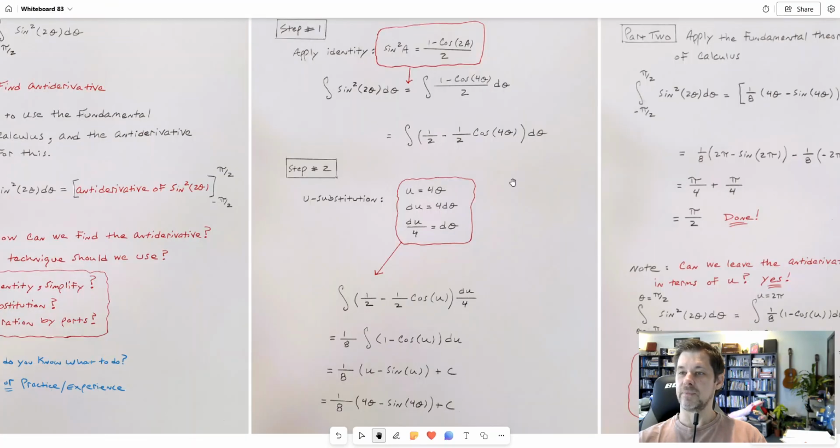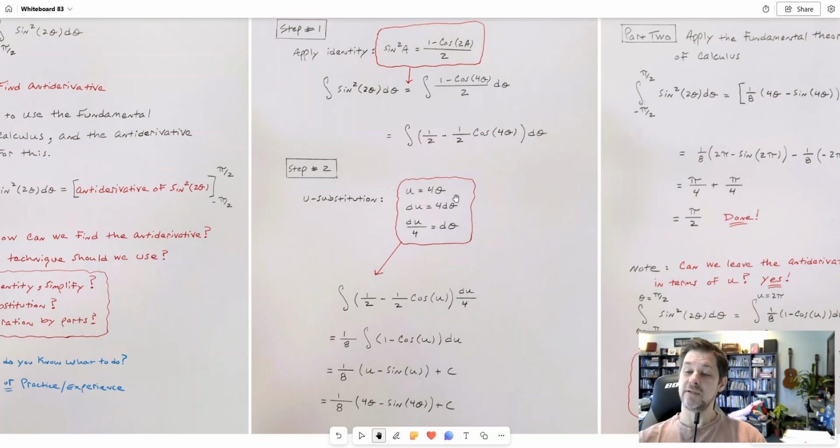Okay, so let's see. So there's my u-substitution. I'll let u be 4 theta. As a consequence of that, I'll let du be 4 d theta. And then I've got to make these substitutions work. I can obviously put u right here for 4 theta. What about the d theta? I got to substitute that somewhere.